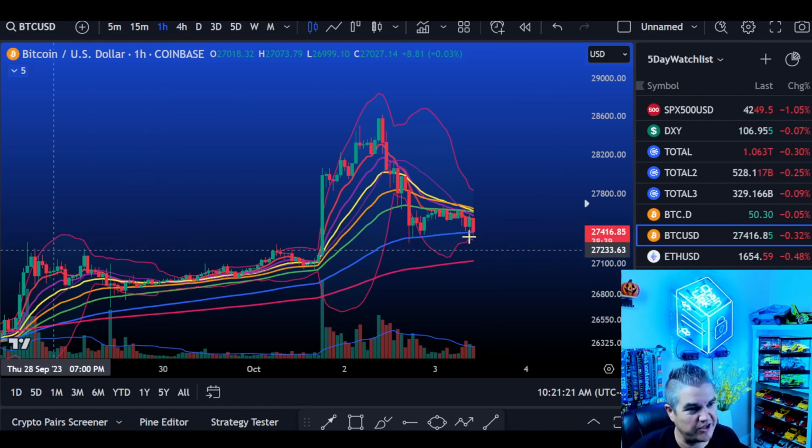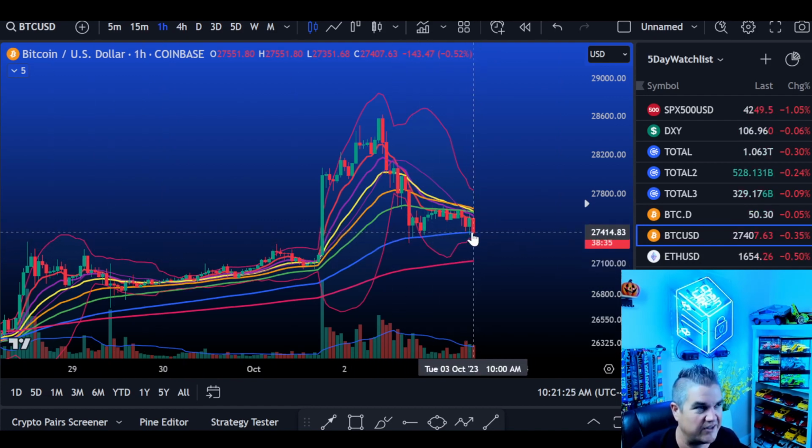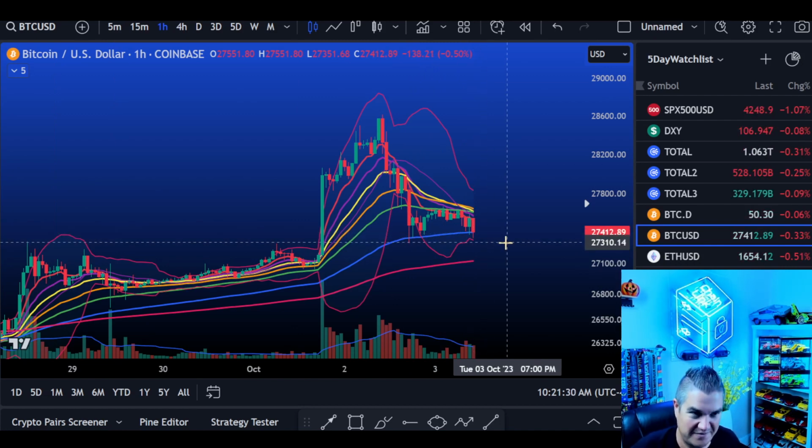The hourly chart, right? We've tested this blue line. What is that? That's the 100 EMA on the hourly chart. Now, the hourly chart in itself is much less important than, say, the weekly or 3 day chart. Hopefully that makes sense, right?